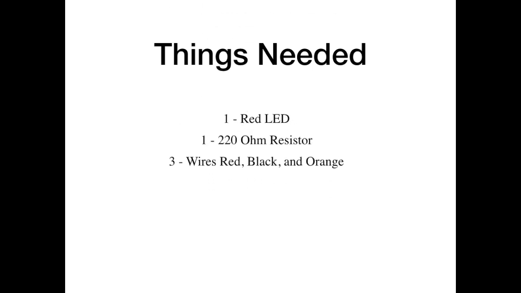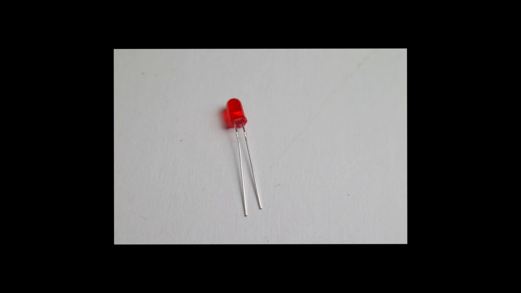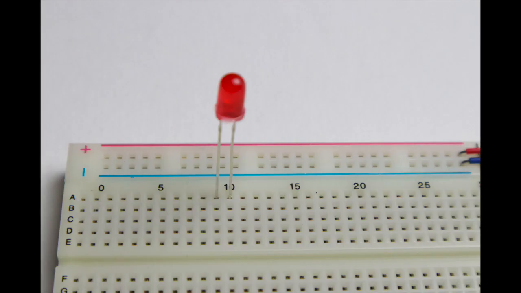Things needed for this project are one red LED, one 220 ohm resistor, and three wires: red, black, and orange. The short wire, or the short pin, is the negative connection. The longer wire, or pin, is the positive connection. Install the LED with the shorter pin on the left.